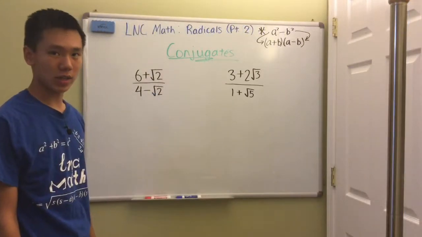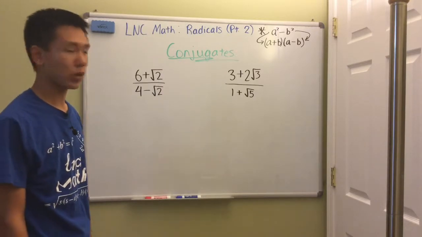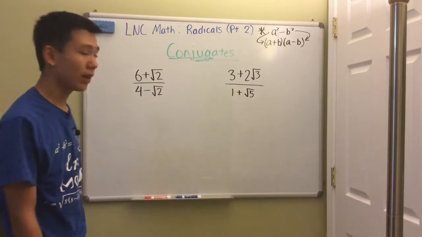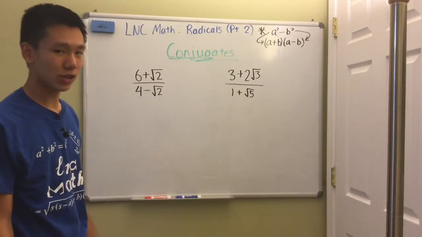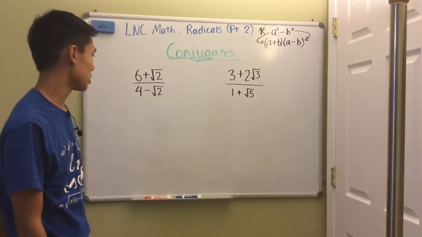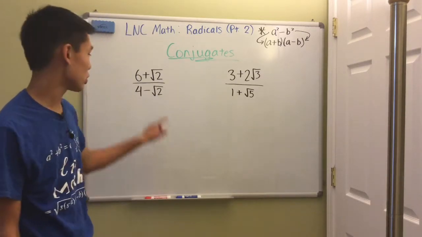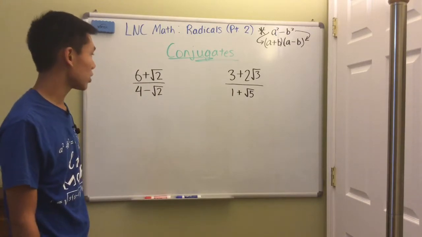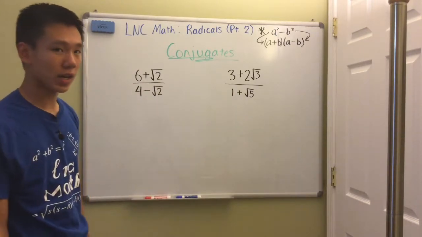Let's move on to conjugates. Conjugates are needed when you have addition or subtraction inside the denominator of a fraction, because teachers and mathematicians do not like it when you have square roots inside the denominator of a fraction. To get rid of the square root, we have to use something called a conjugate.